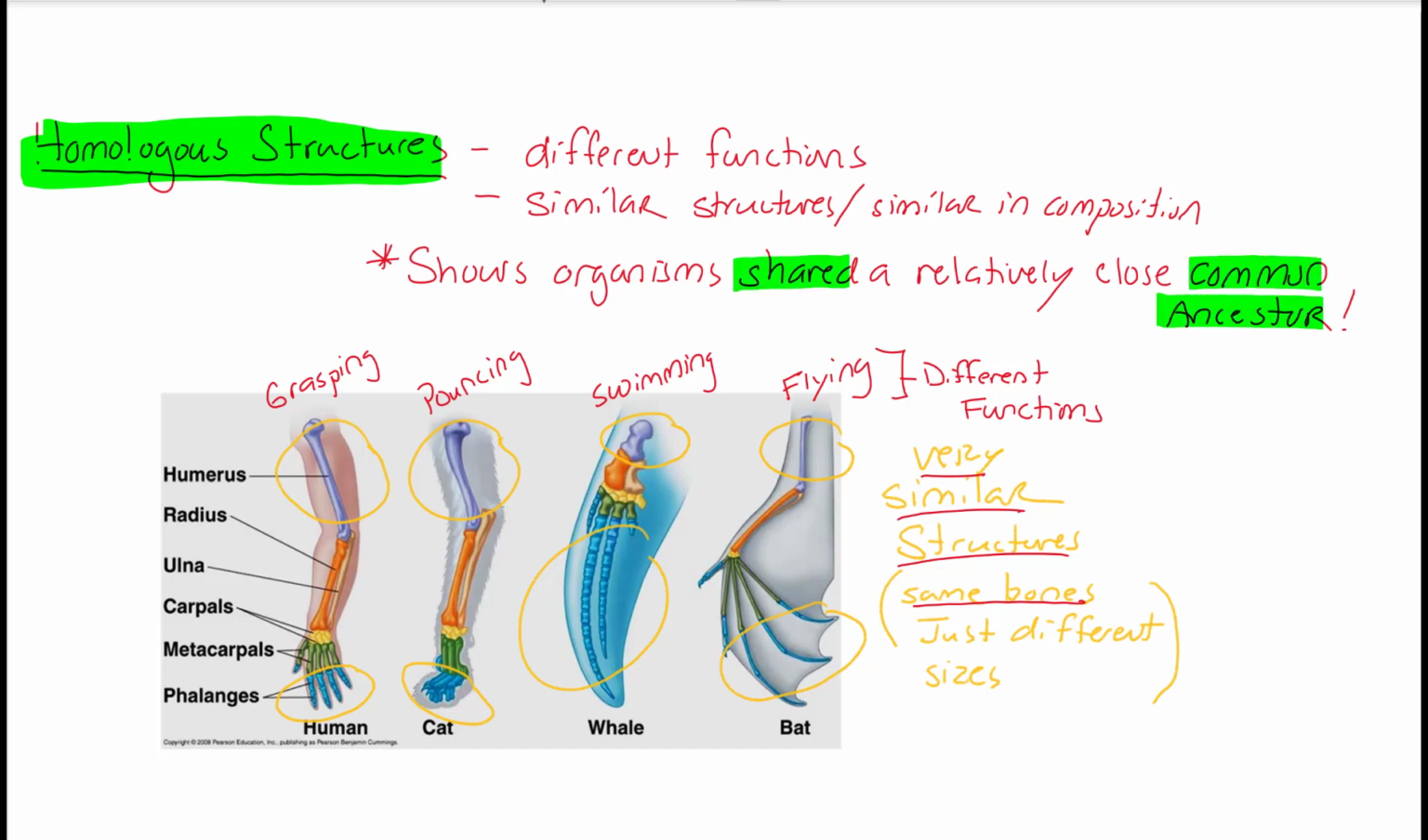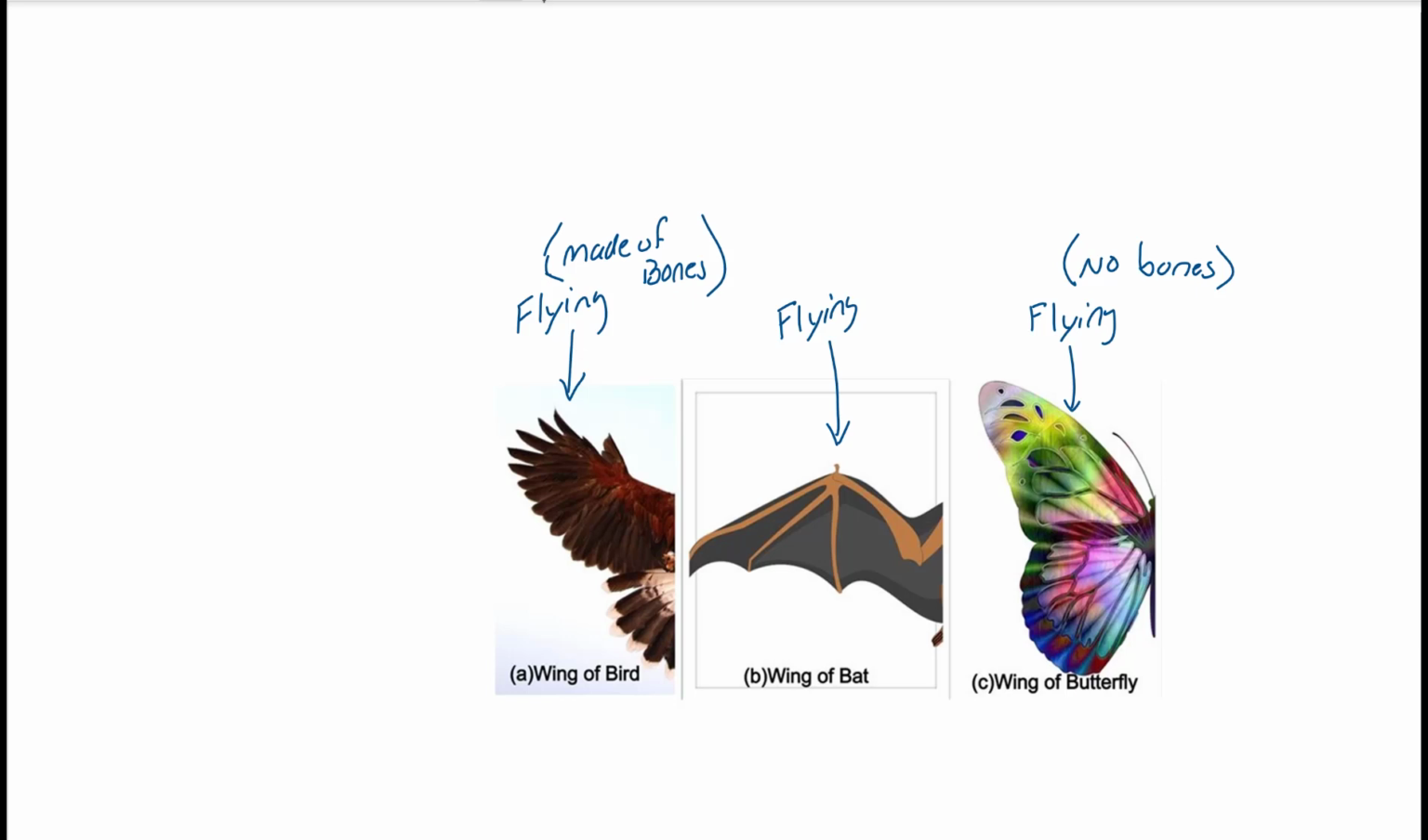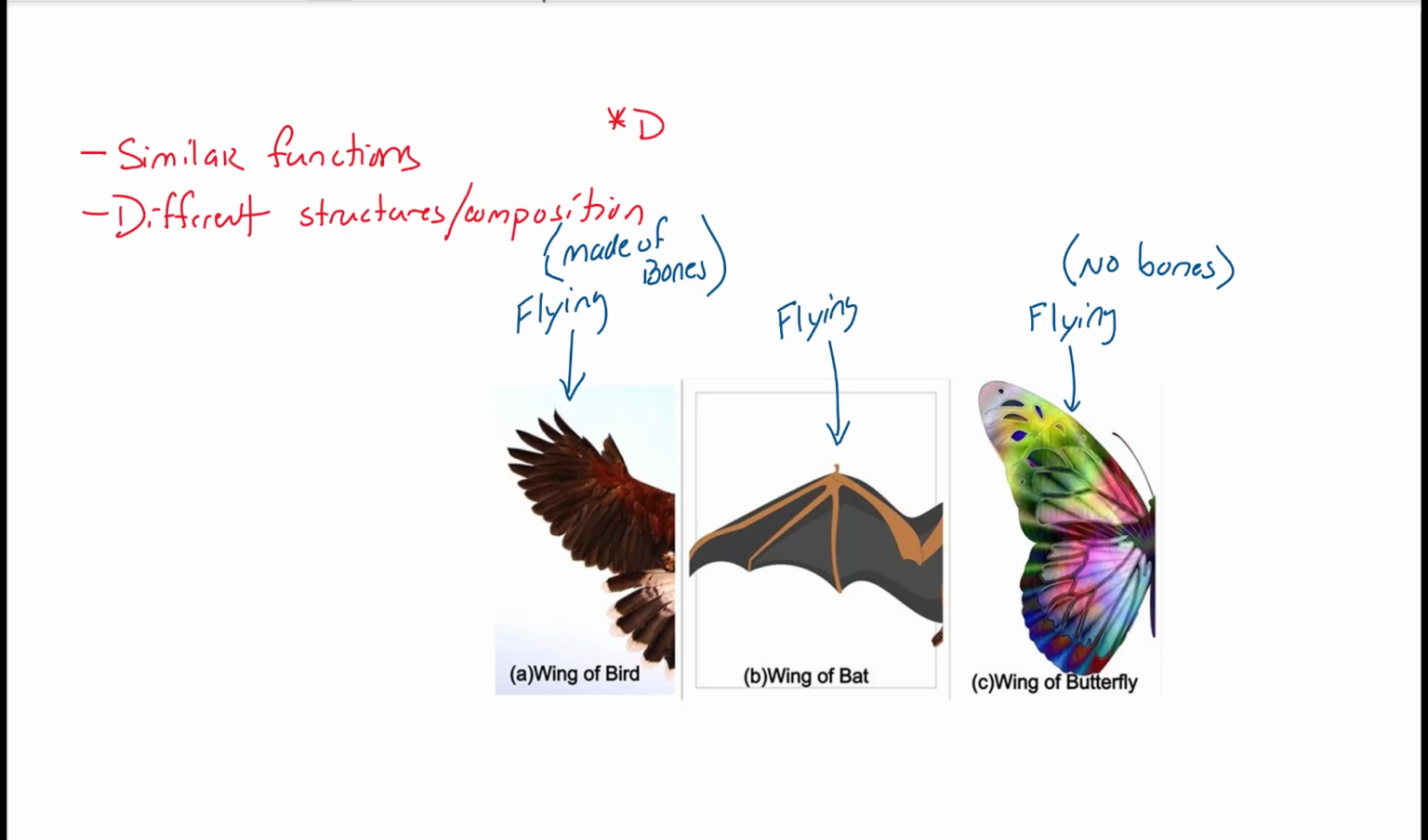That's homologous structures. That shows common ancestry. These structures here all are meant for flying, different from homologous. So they all have the same structure, but wings of a bird are made of bones. Wings of a butterfly, not made of bones. So they're very similar in structure and function, but very different in how they're made. This does not show common ancestry.